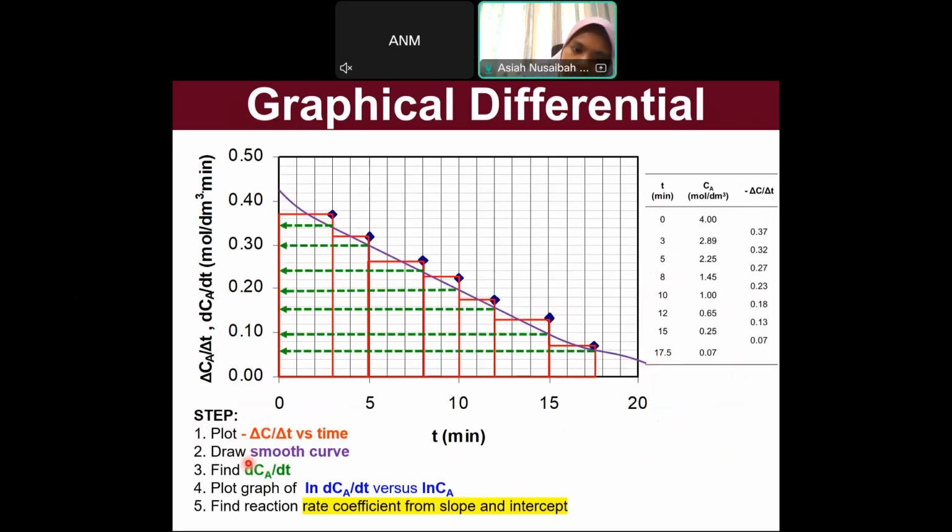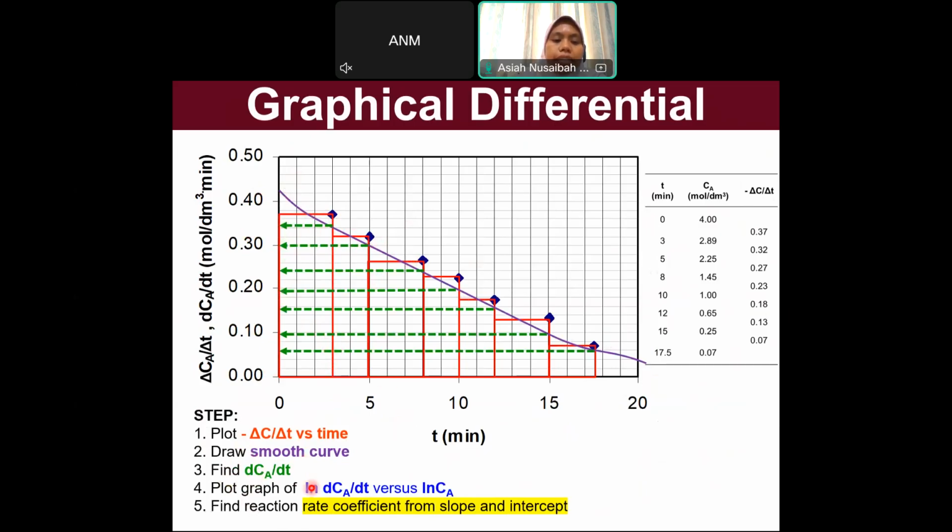I forgot the minus, but it's supposed to be minus dCA over dt. So if we have minus dCA over dt here, then minus dCA over dt is actually the cross section between the value of x here to the curve, the purple curve. So here we got minus dCA over dt for this point, and this is minus dCA over dt for the following point. So from there, we have several values of minus dCA over dt.